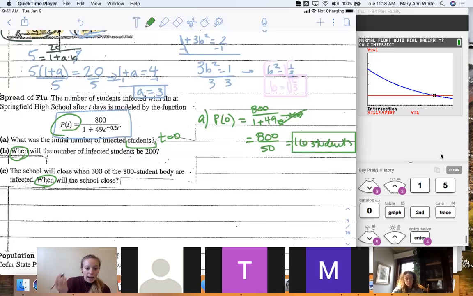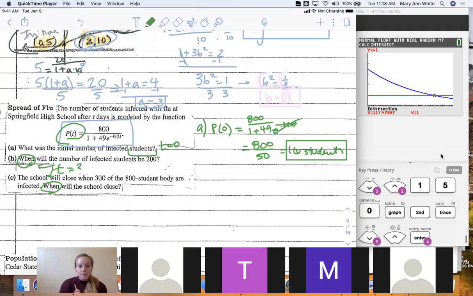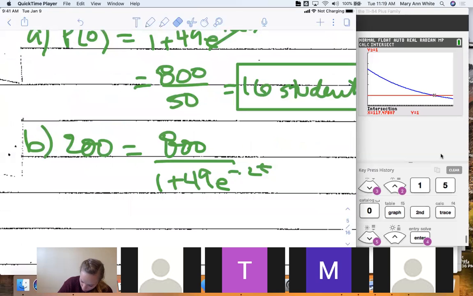So if I'm asking when, I don't know what t is. So I'm finding out what t is in both of these. t is currently a question mark for both part B and part C. But what I do know in both of them is what my population is, or how many students are sick. So in letter B, we want to know what day or what my t is when my number of infection is 200. Instead of plugging that in for t, I'm plugging that in for like my y or my P of t. So I'm going to say 200 is equal to 800 over 1 plus 49e to the negative 0.2t. Negative 0.2. That's important.